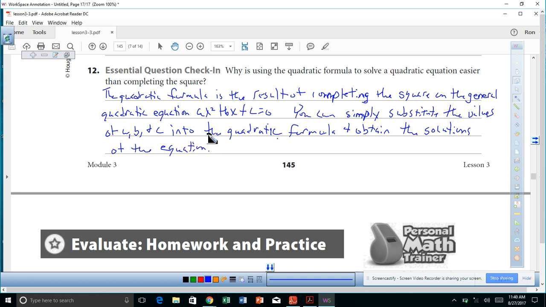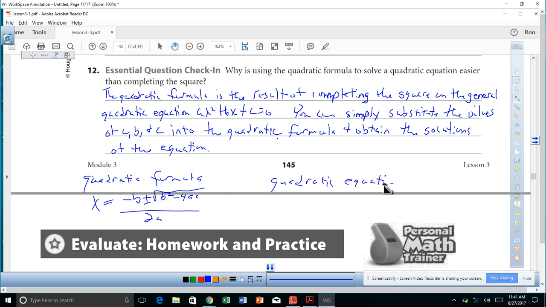And the reason why I had to change this from quadratic equation to quadratic formula is because the quadratic formula is x equals negative b plus or minus the square root of b squared minus 4ac all over 2a, whereas the quadratic equation in the general form looks like ax squared plus bx plus c equals 0. All right, so I had to be more specific there.